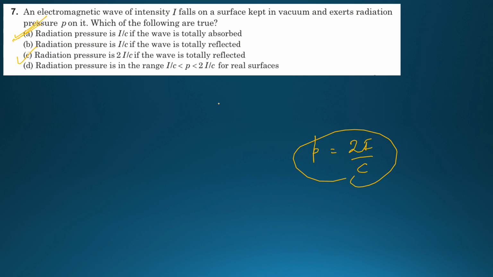Concepts. Radiation pressure is I by C if it is totally reflected. No, this is wrong, because between option B and C, C is correct. Radiation pressure is in the range I by C to 2I by C for a real surface. Yeah, so this is it.